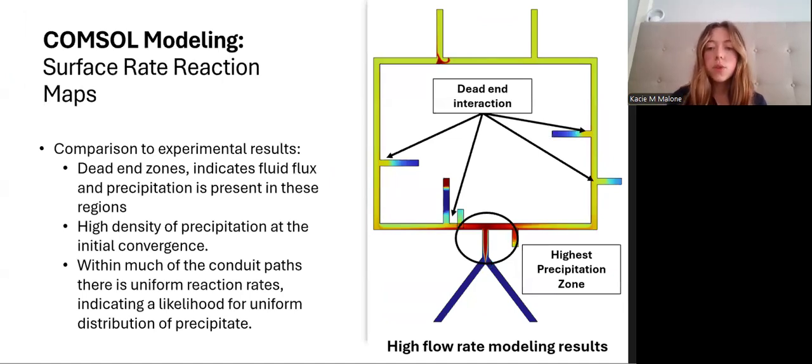We also modeled surface reaction rates to compare simulations with our experimental results. The reaction maps show warm colors for high activity and cool colors for low. Key observations include fluid flux and reactions in dead end zones. We also similarly see the highest precipitation at the initial fluid convergence, which directly matches our experimental results. Additionally, there is uniform precipitation throughout most of the channels, although slight reaction rate variations in the model could have likely caused anisotropic permeability in our experimental results that we saw.